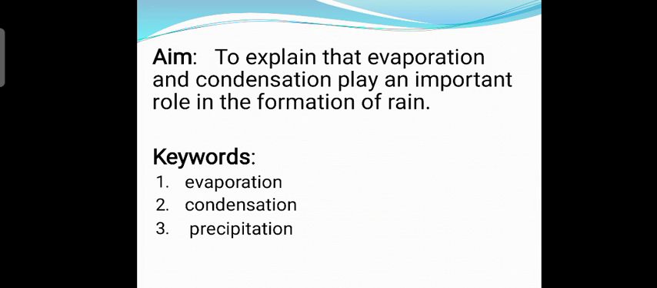So let's start, students. The aim of this lesson is to explain that evaporation and condensation play an important role in the formation of rain. The keywords are evaporation, condensation, precipitation.